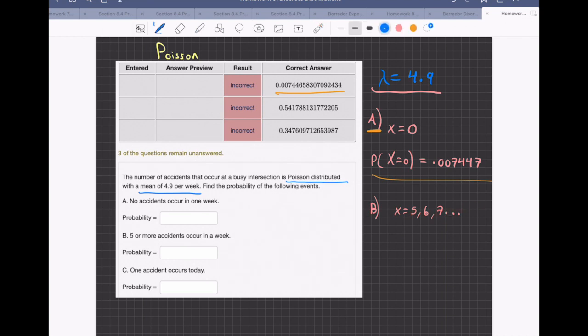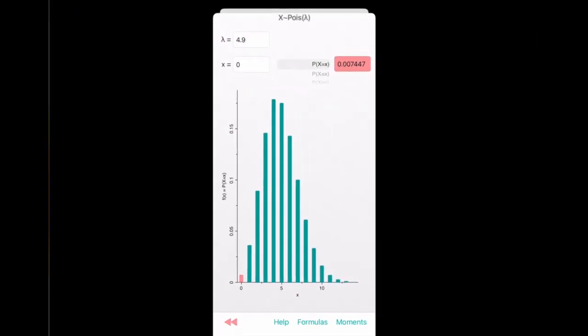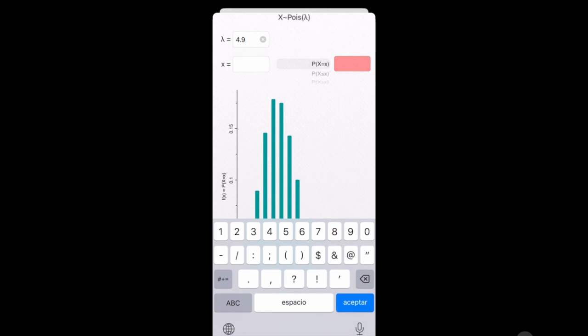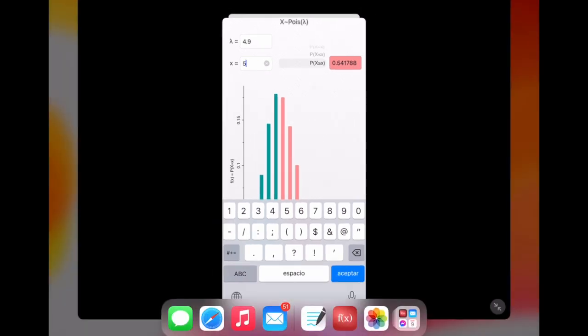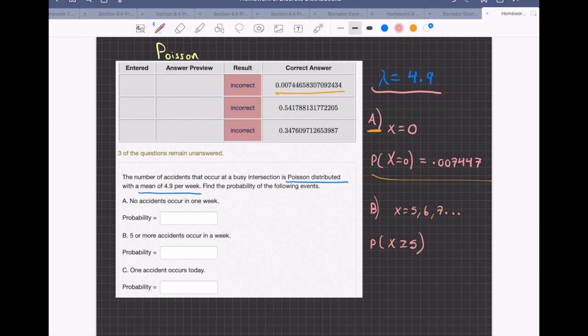But in this case, of course, we can take advantage of technology. So the probability of x greater or equal than 5: use the same parameter lambda, 4.9, here 5, and choose greater or equal. It gives 0.541788, and you can see it is the same as this.